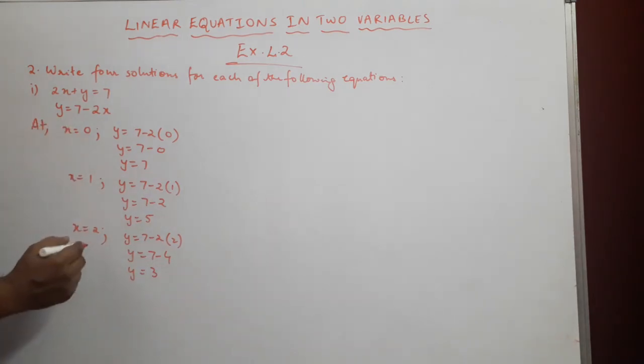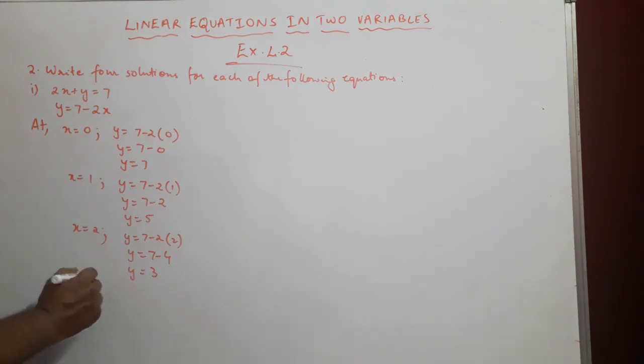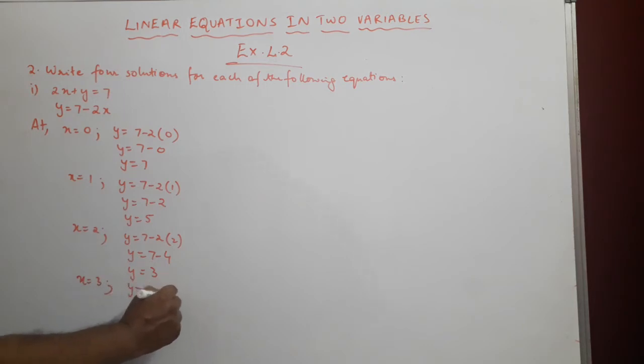And now we've got 3 solutions. Let us take another one. I'll take this time x equal to 3. So y equal to 7 minus 2 into 3. 2 into 3 is 6, and 7 minus 6 is 1. So in this way we have got 4 solutions of the linear equation 2x plus y equal to 7, by taking 4 different values of x, we got 4 different values of y.